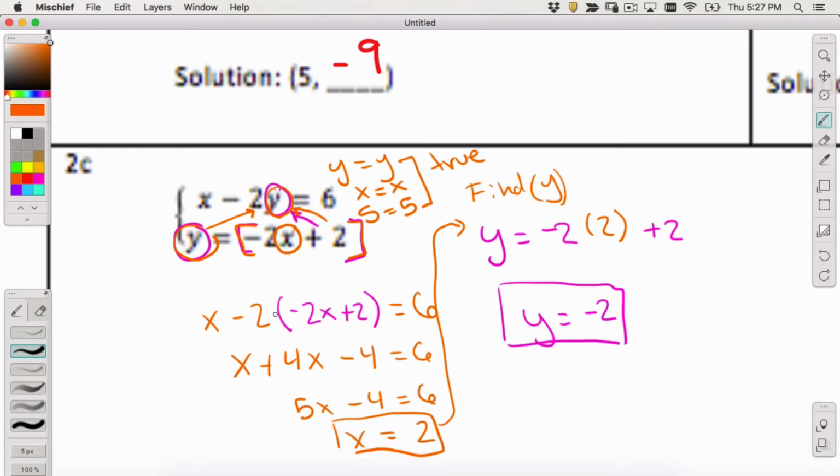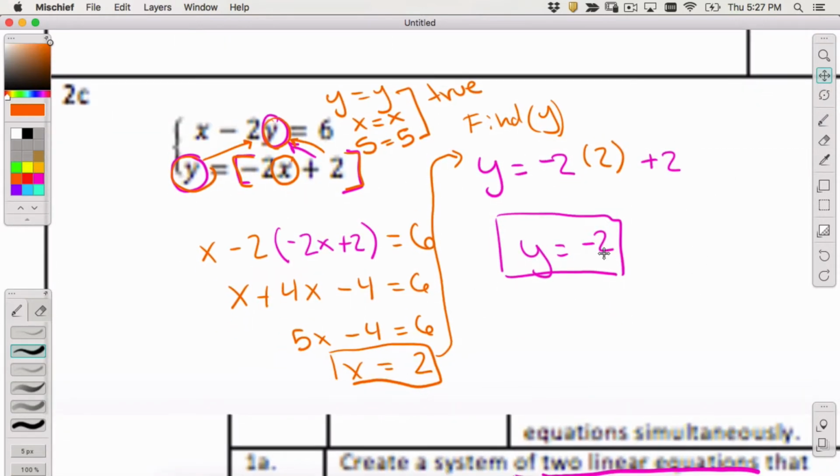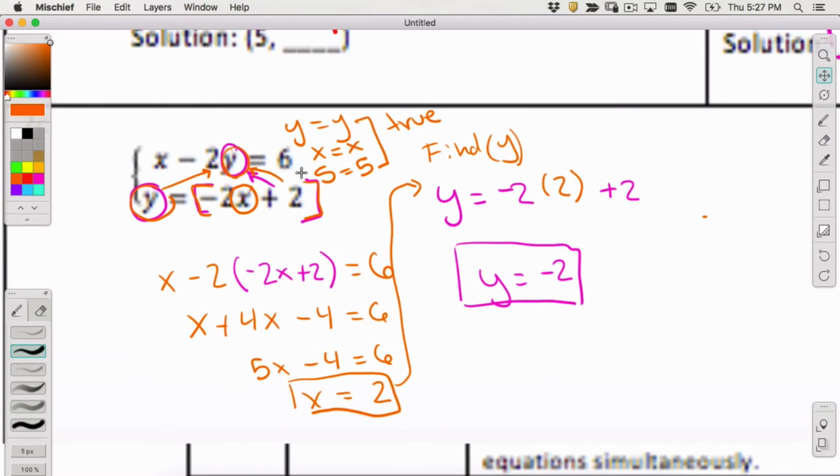That's why I was able to do this. And doing so allows me to find what x is. And then by doing that, finding that allows me to find y. So for this particular system of equations, these two different linear equations, their solution, their shared coordinate point is (2, -2).